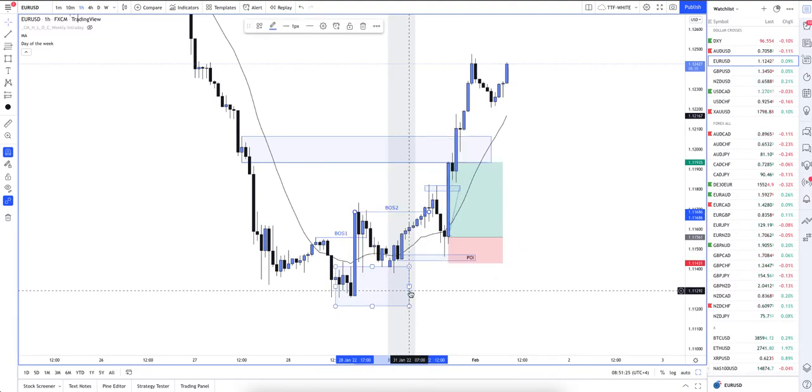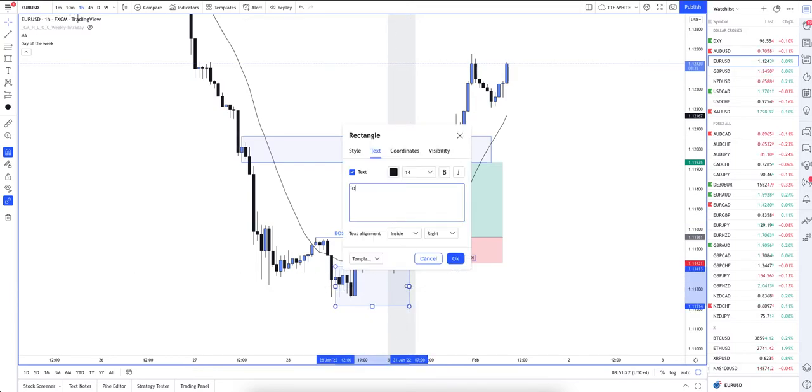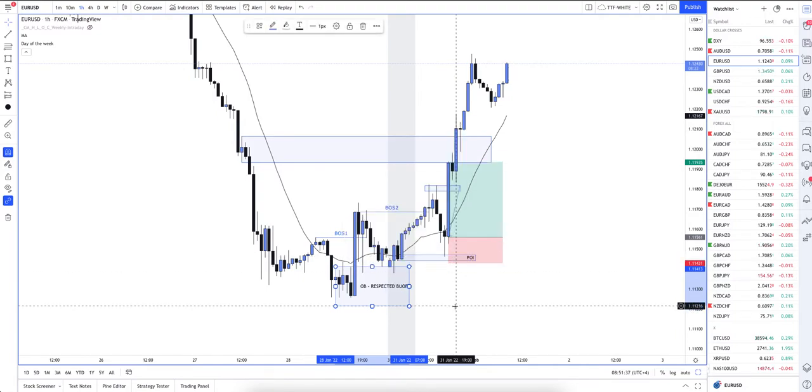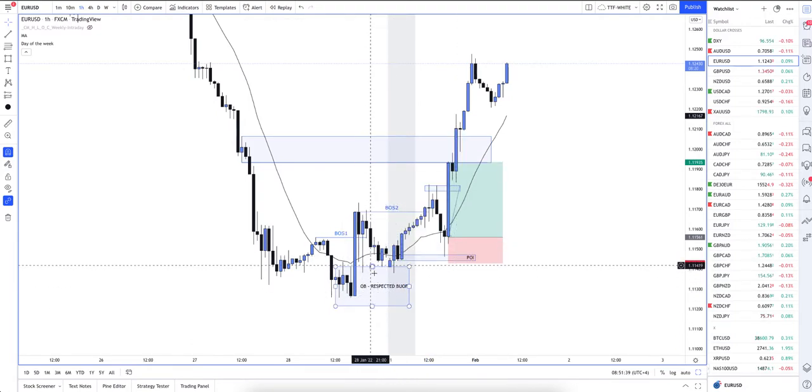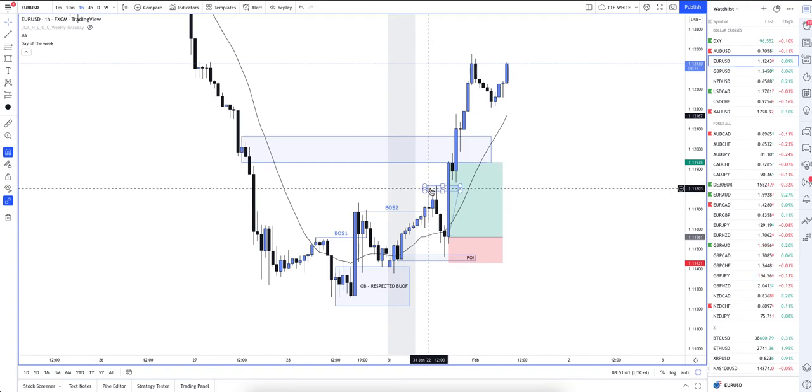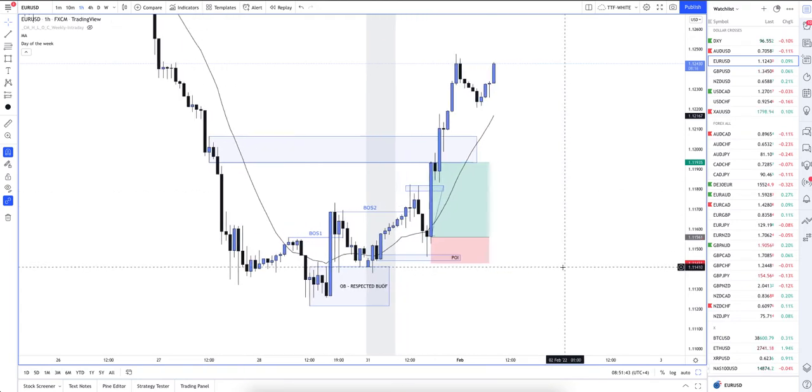Then what we've also got here is the order block that was respected. And that order block being respected means that we have potentially bullish order flow. So bullish order flow potentially kicked in here and made a new high, which is exactly what we want to see when we're looking for our positions.